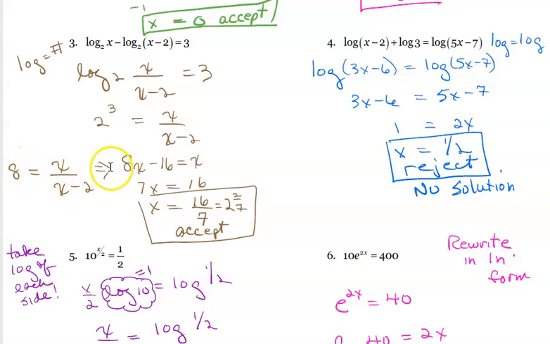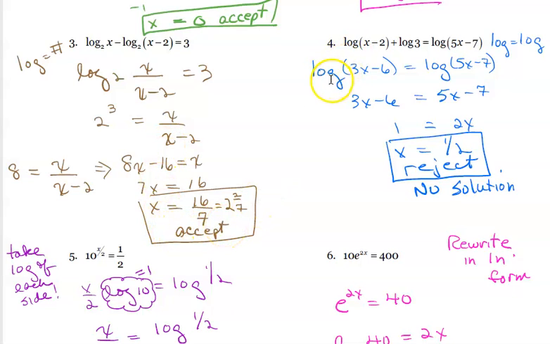Cross multiply, you get 8x minus 16. Don't forget to multiply the 8 times the 2. And that equals x. Bring your x's to one side and your numbers to the other side, and you get 16 over 7, which is more than 2. I needed to know that because if I put it in here and it was less than 2, I'd have to reject it. But I can accept it, so we're good to go.